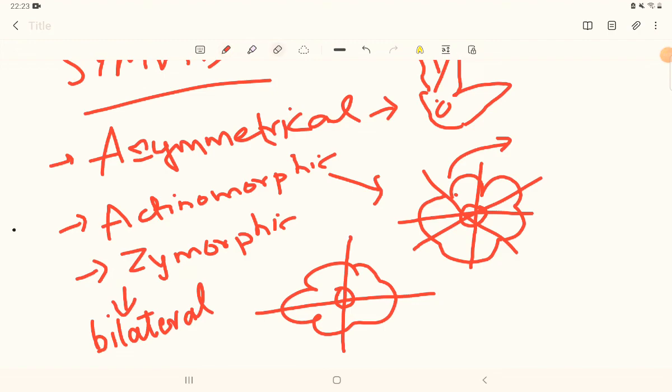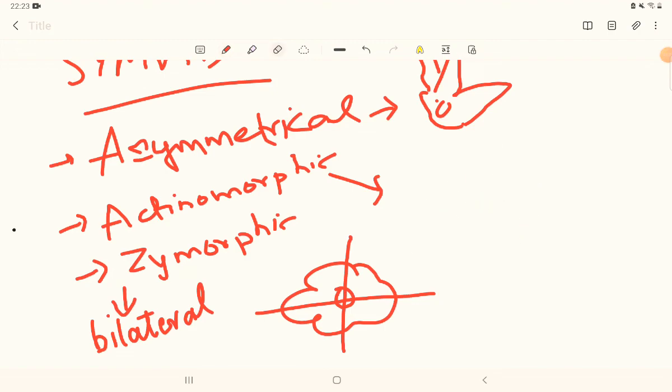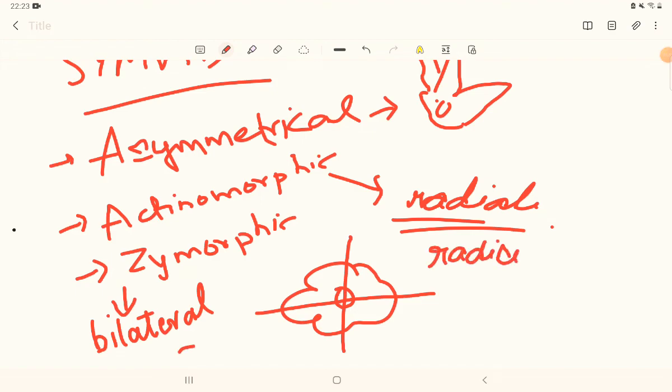Okay, let me erase this. This is radial. This is bilateral. This is radial.